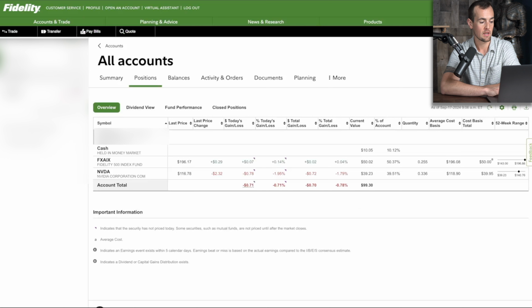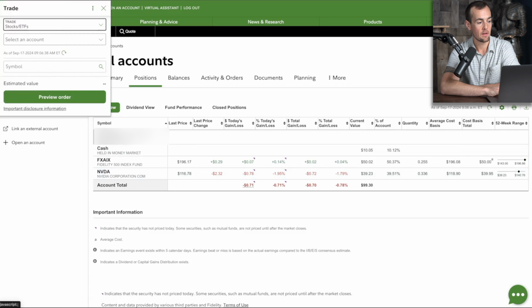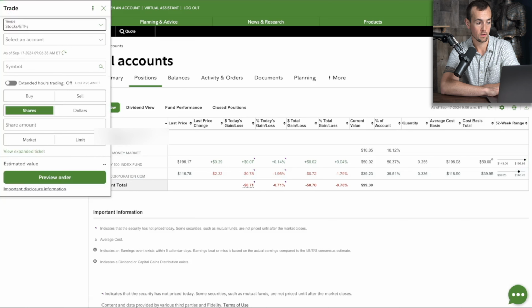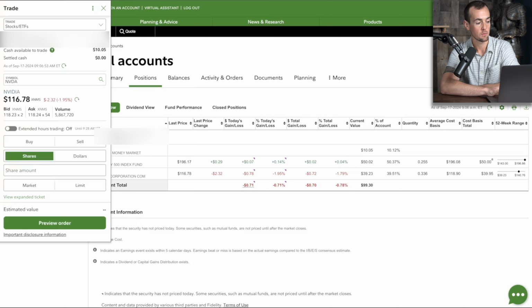So let's say, for example, you wanted to sell Nvidia even though you were down. Let's say you wanted to sell off $20 worth of that position. What you would do from here is click on the trade button in the top left, and this is going to bring up the order ticket window. So first thing you have to do here is select your account, and if you have multiple accounts, you'll be able to choose it from that drop down, and then you are going to type in the symbol or select it from your list.